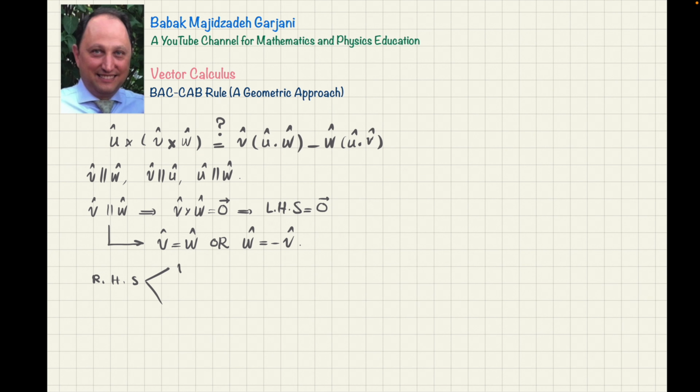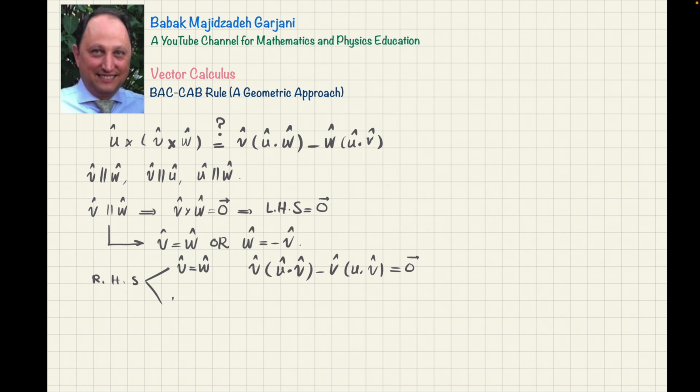One case is what happens when V and W are the same. So then what can I do? For the right-hand side, wherever I see W, I can replace it with V. So then it becomes V (U dot, instead of W I put V) minus W, I put V, and then (U dot V). And apparently this is equal to the 0 vector.